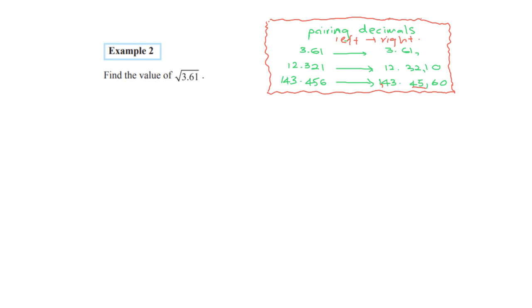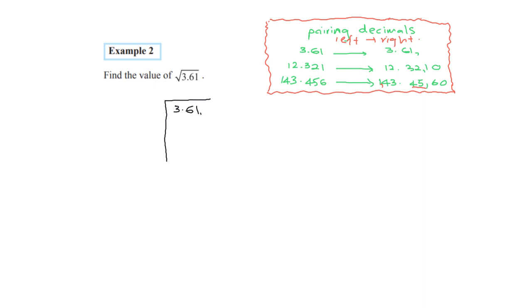Okay. Now we can try this question. Square root of 3.61. First thing is we have to pair. No need to put 0 in front of 3.